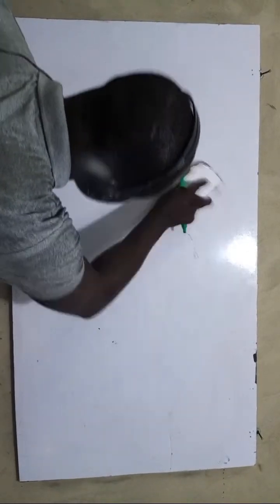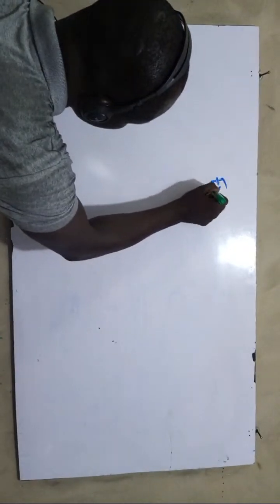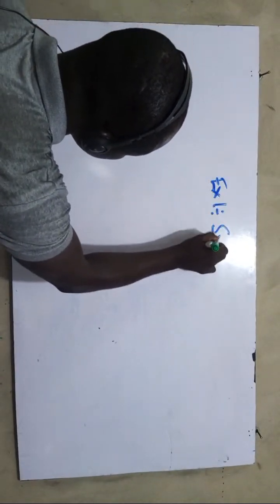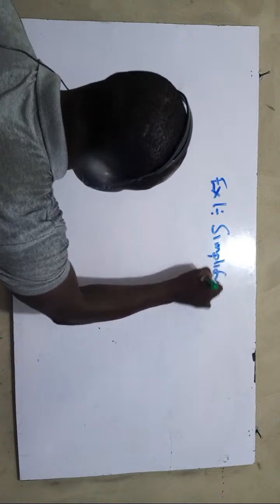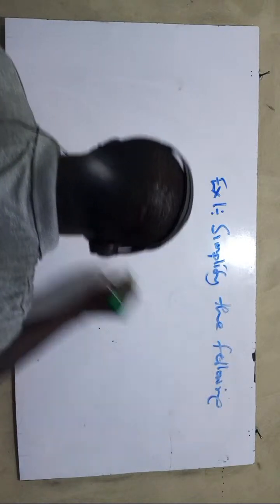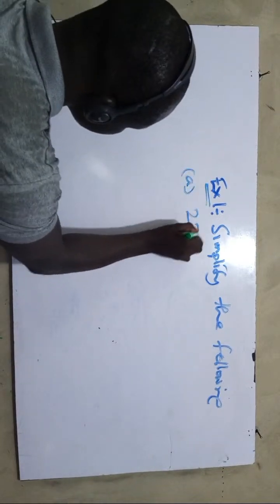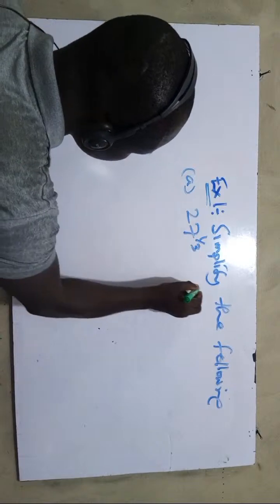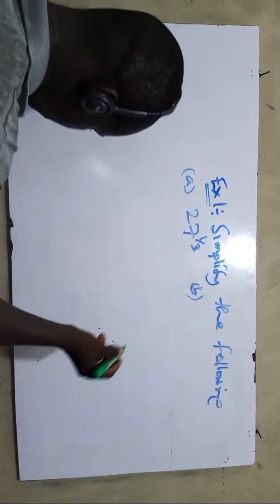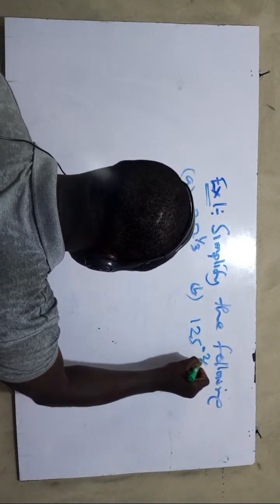So I will just give some examples on indices before I go to simple exponential equations. For instance, example 1. Simplify the following. So if you are asked to simplify what we have on the board, let's say (a) 27 raised to power 1 over 3, then (b) 125 raised to power minus 2 over 3.